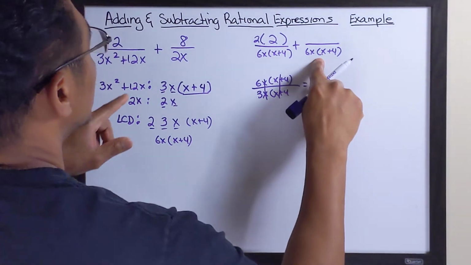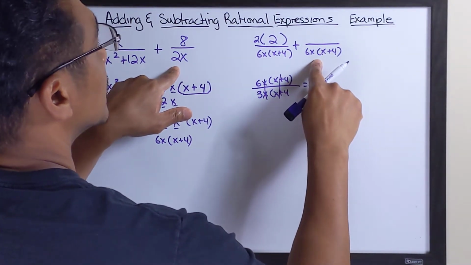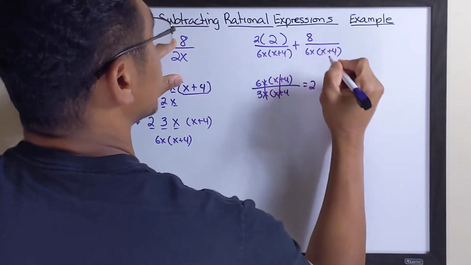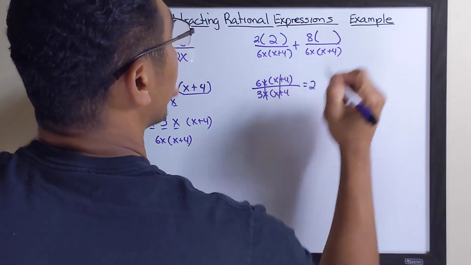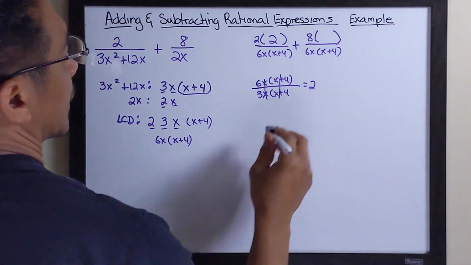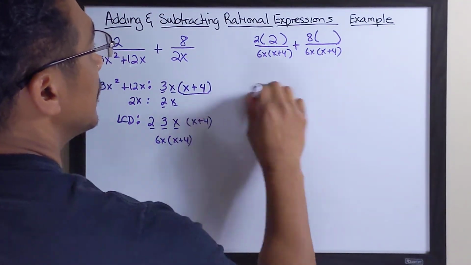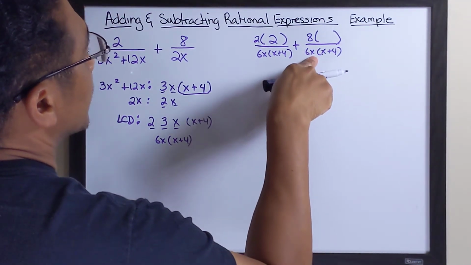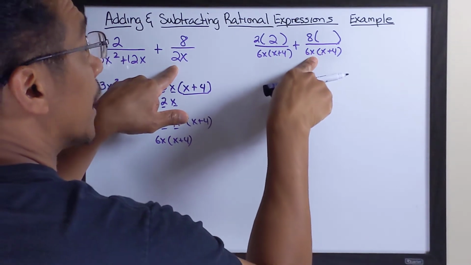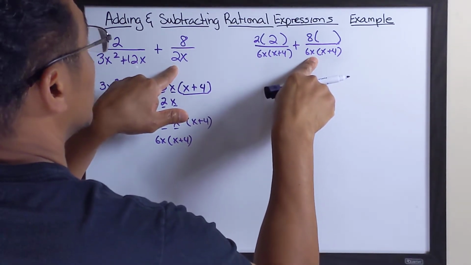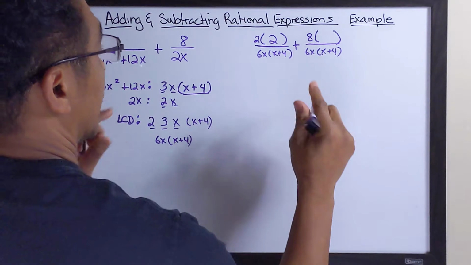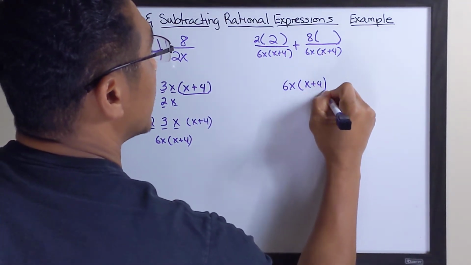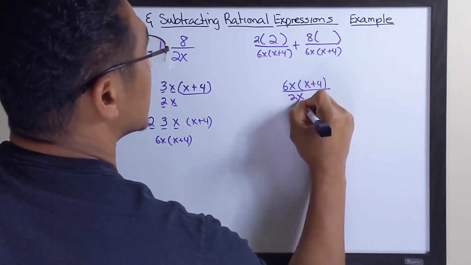Alright, so now let's find the new numerator for this second term. We're going to do the exact same thing. We're going to take the old numerator, which is 8, multiplied by some number. Now, what do we give as some number here? We have to take the new denominator divided by the old denominator, and whatever answer we get, we put inside the parentheses. So it should be 6x, x plus 4, divided by 2x.